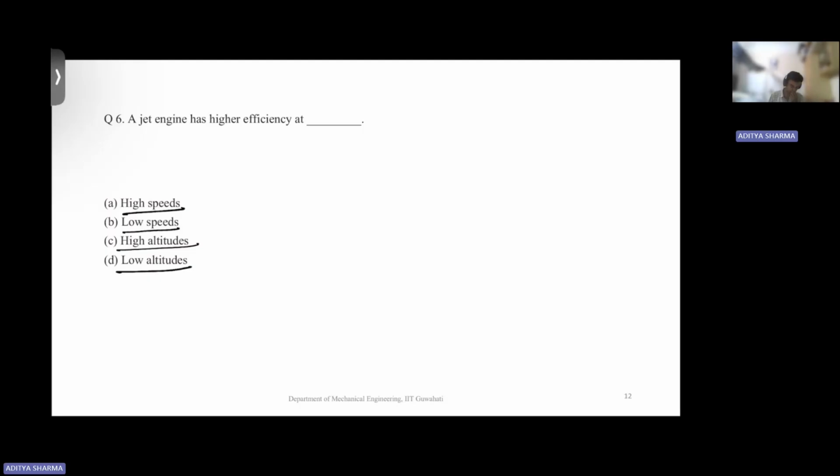So two things play a role here. First, you have to understand that as we go higher in altitude, the air becomes thinner. This reduces the thrust. But if you go higher, the thermal efficiency increases.